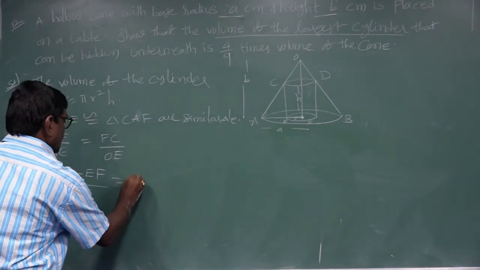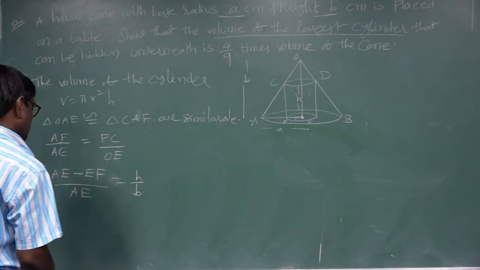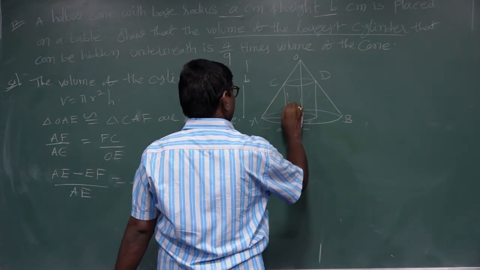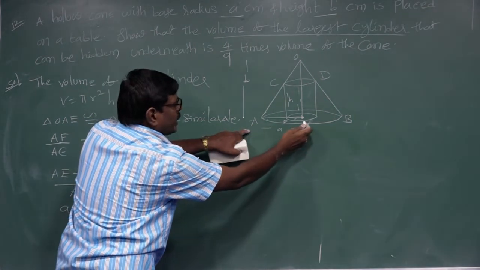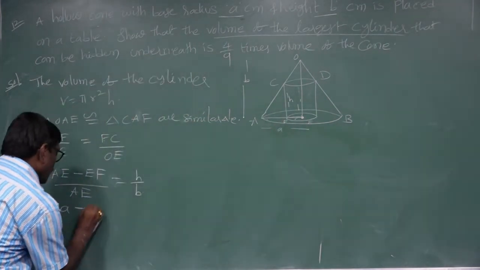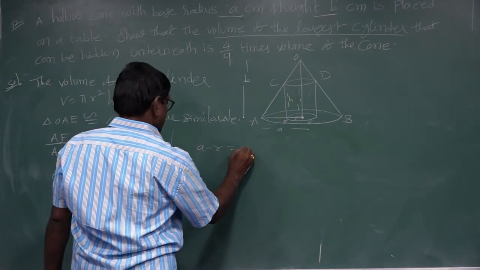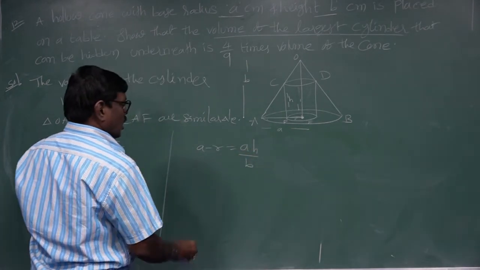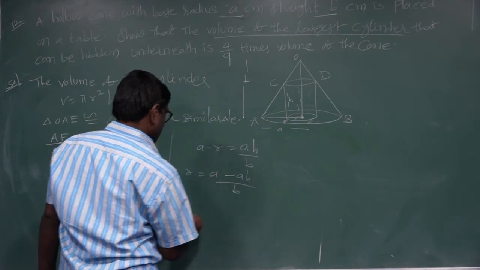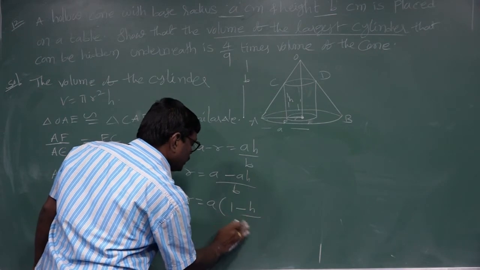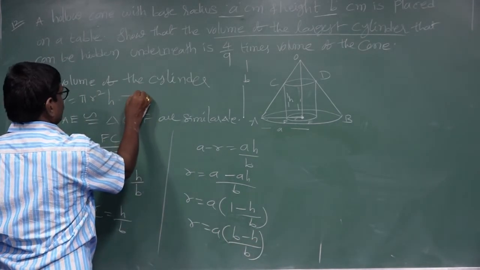The height is H, so H by B is OE, B. AE equal to small a, FC equal to small r. So r by A equal to H by B. Then r is equal to A minus AH by B, equal to A into 1 minus H by B, equal to A into B minus H by B, in equation 1.